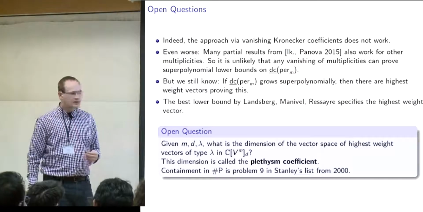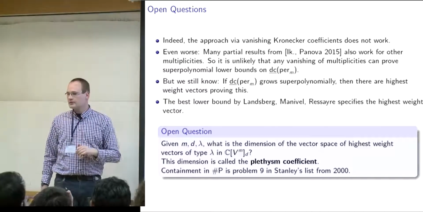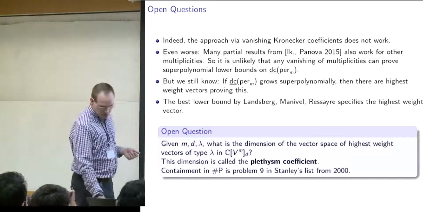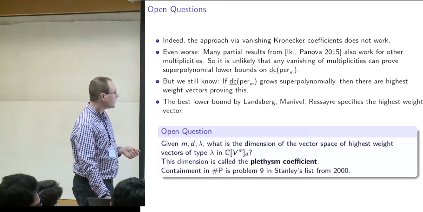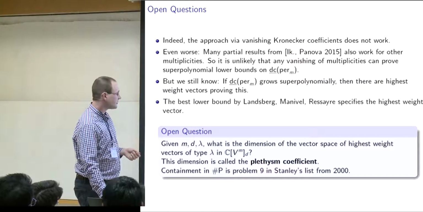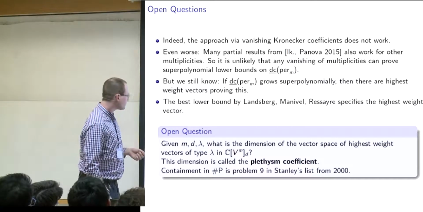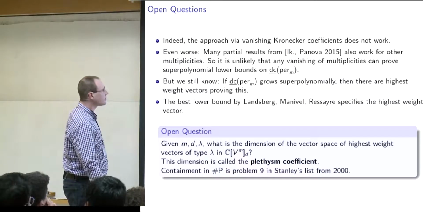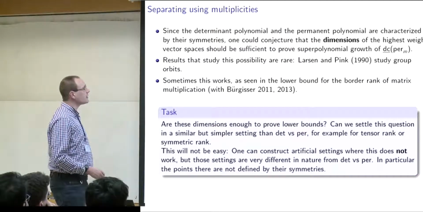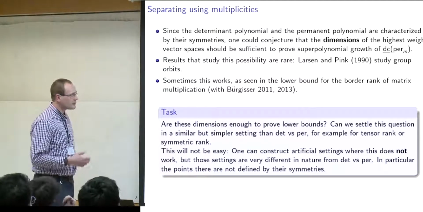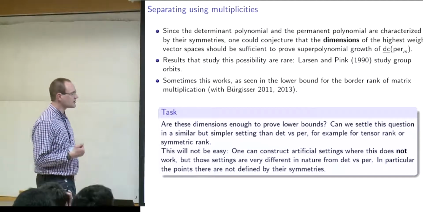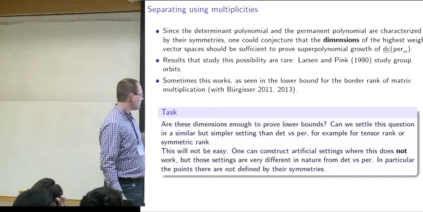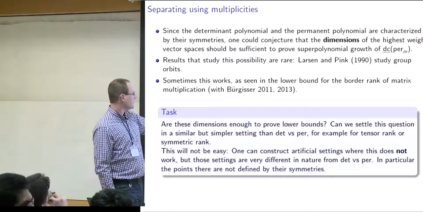So you take the vanishing ideal and then you decompose it into irreducibles. That's what you could do, and that's what you want to look at. Those are the multiplicities. The question now is: can such a consideration, where you only care about the dimensions of highest weight vector spaces, actually be used to settle questions? I don't know. Are these dimensions enough?